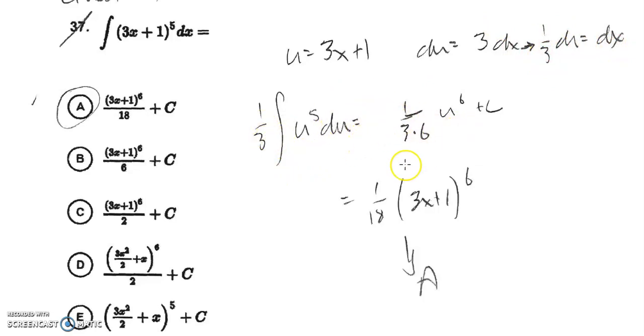Integrate. 3 times 6 is 18. Where did the 6 come from? Dividing by the power rule, u to the 6th from u to the 5th. So my answer is A.